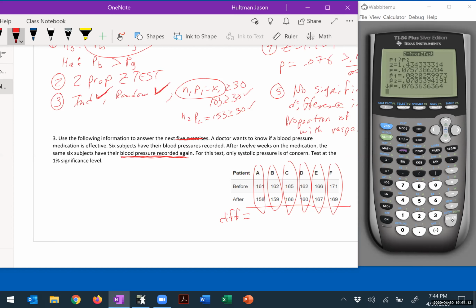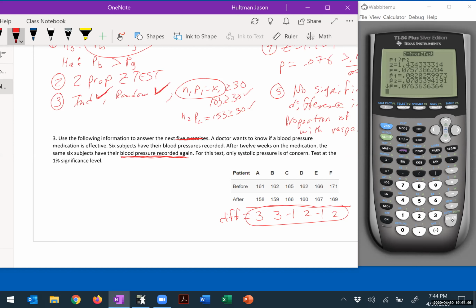So this guy went down by how much? It went down by 3. This guy went down by 3 as well. This guy went up. That was not good. This guy went down by 2. This guy went up by 1. And this guy went down by 2. Let me get rid of these circles. Okay, so this is the data that I want to work with.